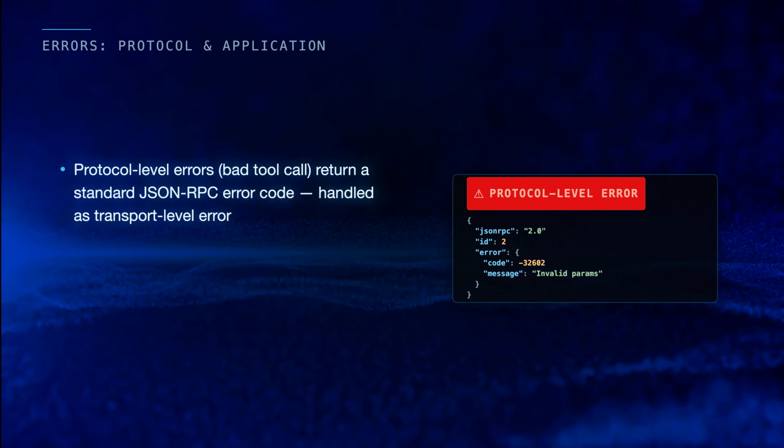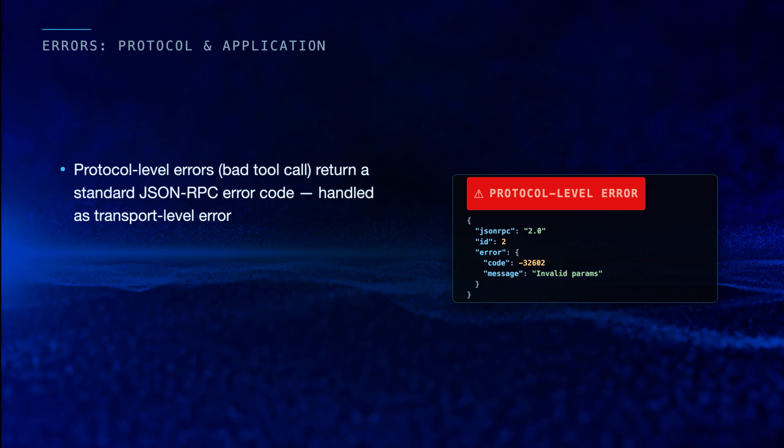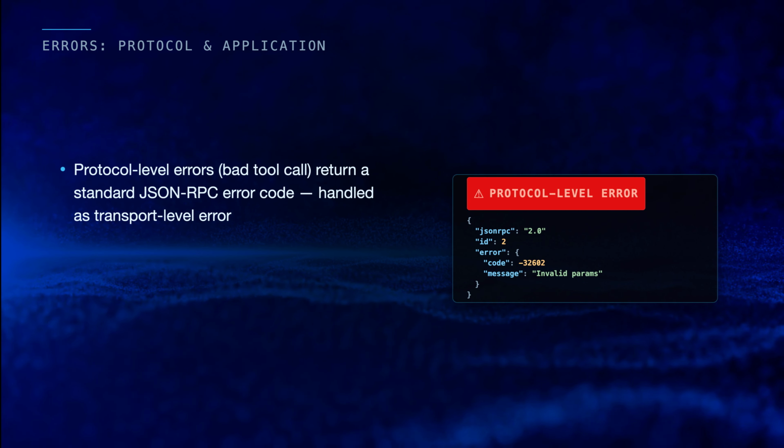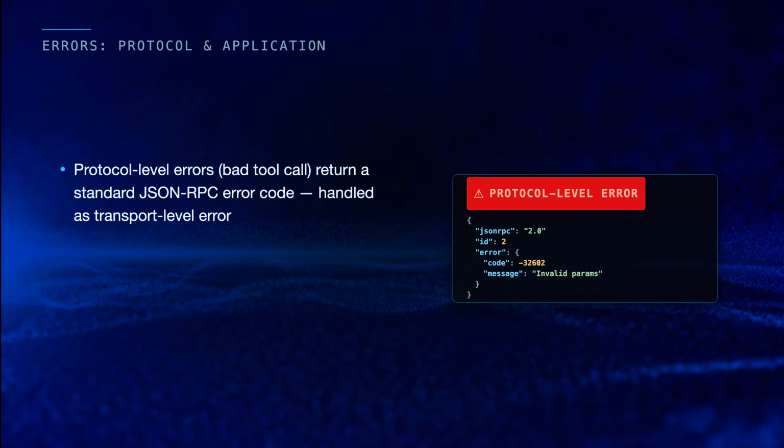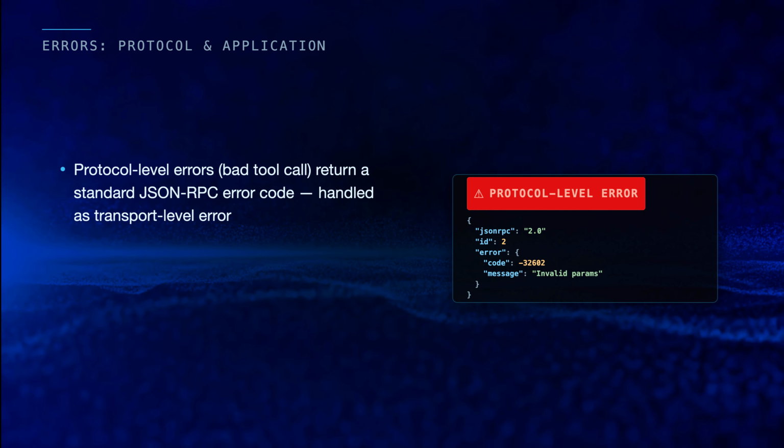There are 2 kinds of error that the server will send, and the host will need to handle. Protocol-level errors, like a bad tool call, will return a standard JSON RPC error code. The host should handle this as a standard transport-level error.